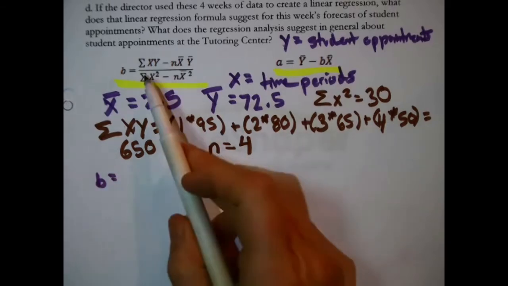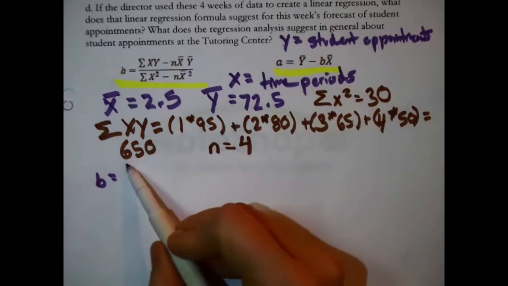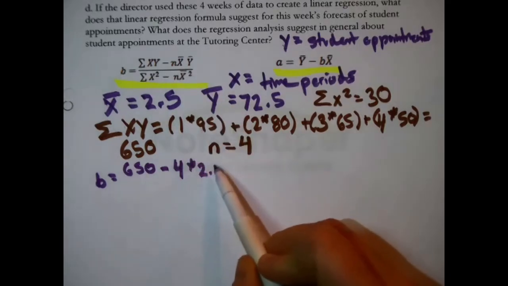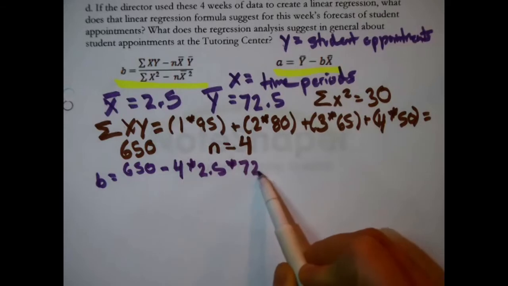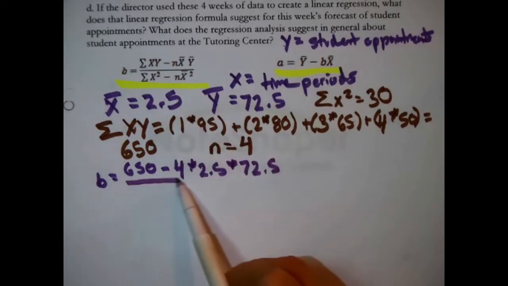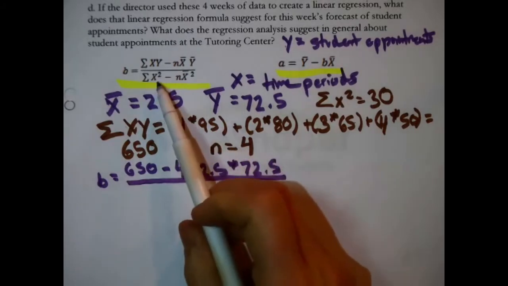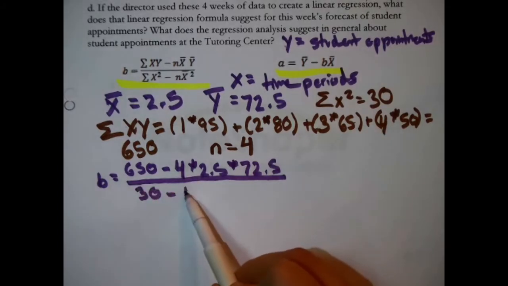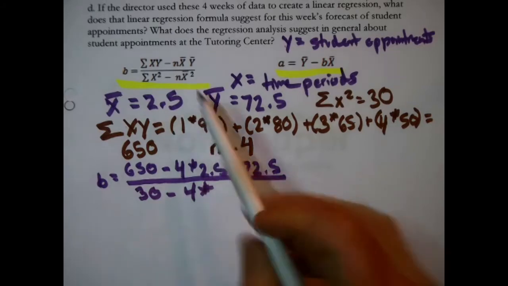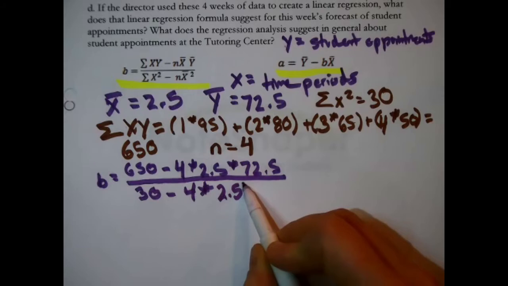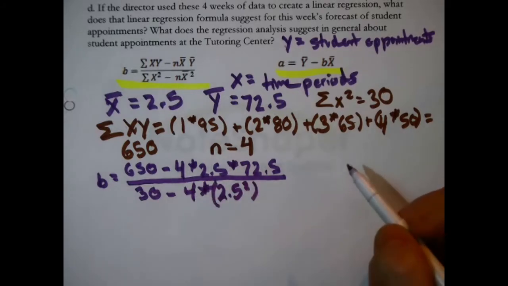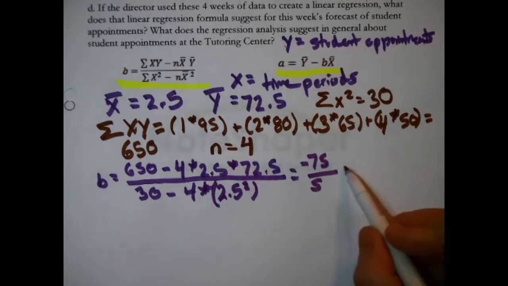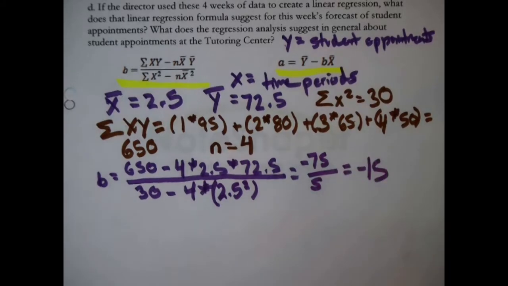B equals the sum of X times Y. I had done the work, that was the 650. Minus the very small 4, that's the N, times 2.5 average X times 72.5 average Y. Okay, I've got the whole numerator in that formula. Divided by the sum of X squared. I had done the work for that. That was the 30. 30 minus the 4 times the average X squared. So you'd say 2.5, except be careful. Square it first. All right, I did that work. Comes out to a negative 75 divided by 5, or in my calculator, a negative 15. That is the slope of the line.